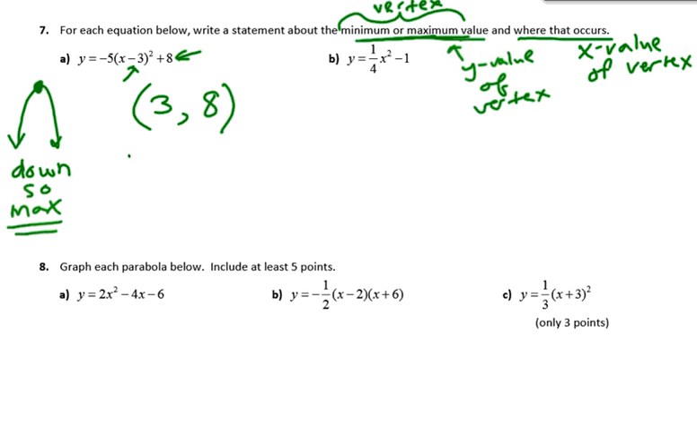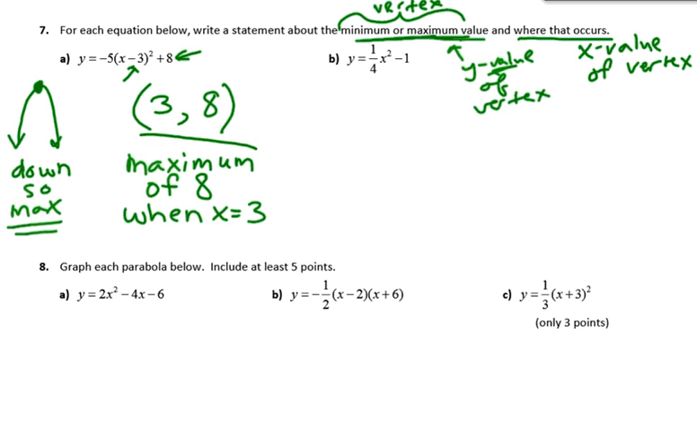So what that means is I have a maximum of 8. That is my maximum value. So remember, that's the y value of the vertex, when x equals 3. That's what they mean by writing a statement. So you have a maximum of 8 when x equals 3.